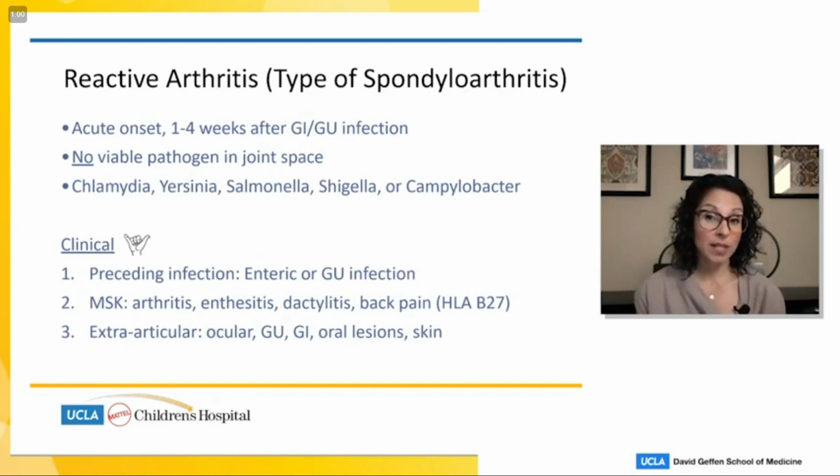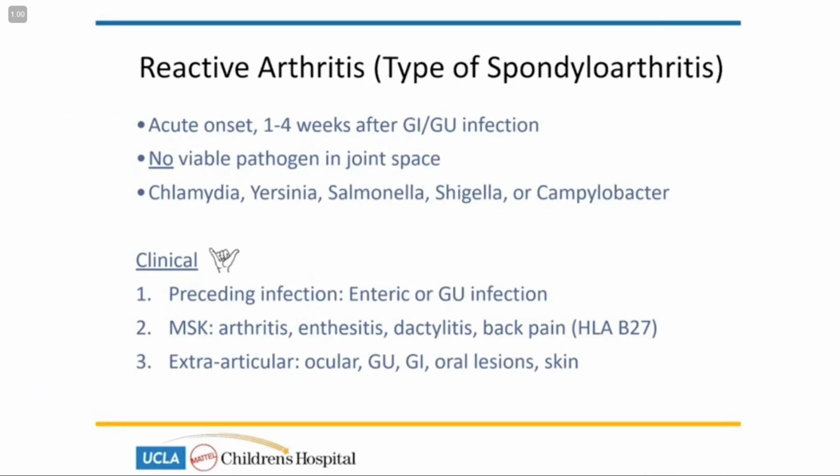Moving on to reactive arthritis, which is a type of spondyloarthritis. Spondylo is vertebra. Arthritis is inflammation of the joint, and we'll go into a little bit more detail later, the different types of spondyloarthritis. But reactive arthritis is really an acute onset, occurs 1 to 4 weeks after a GI or GU infection. There's no viable pathogen within that synovial fluid, and listed are the commonly associated pathogens seen in reactive arthritis.